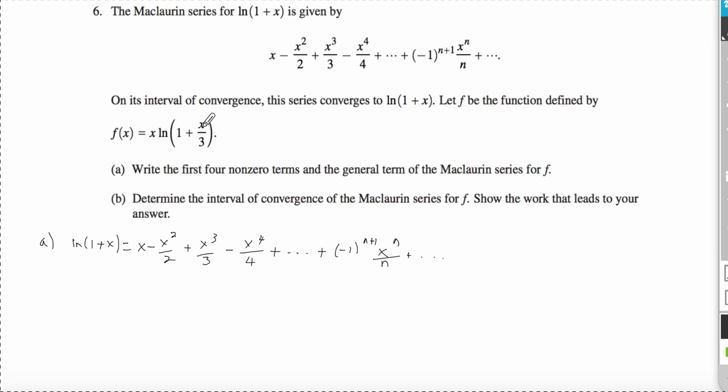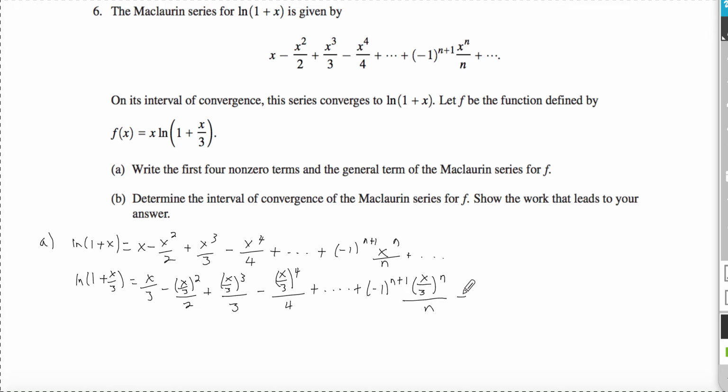Let's first replace our x with x over 3. So this will be natural log of 1 plus x over 3, which means replace every x value with x over 3. So this will be x over 3 minus x over 3 squared over 2 plus x over 3 cubed over 3 minus x over 3 to the 4th over 4 plus so on and so forth, plus negative 1 to the n plus 1 times x over 3 to the n over n, plus so on and so forth. Okay, I replaced my x with x over 3.